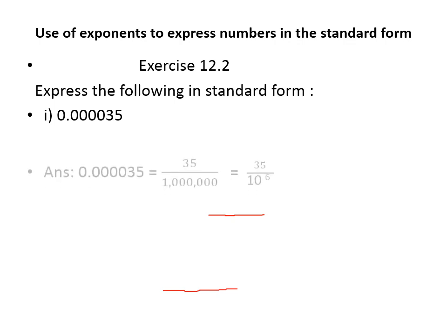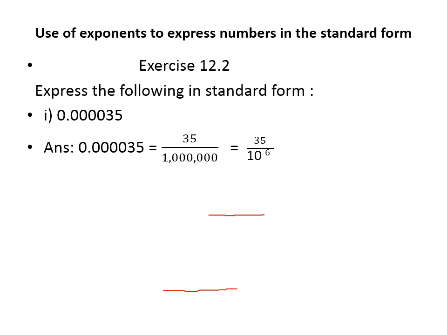This can be written as, see here we can count the decimal point after 6 digits. So this 35 as it is, in the denominator we can write 1 followed by 6 zeros as a fraction. So this is equal to 35 in the numerator as it is. So 1 followed by 6 zeros can be written as 10 raised to 6.